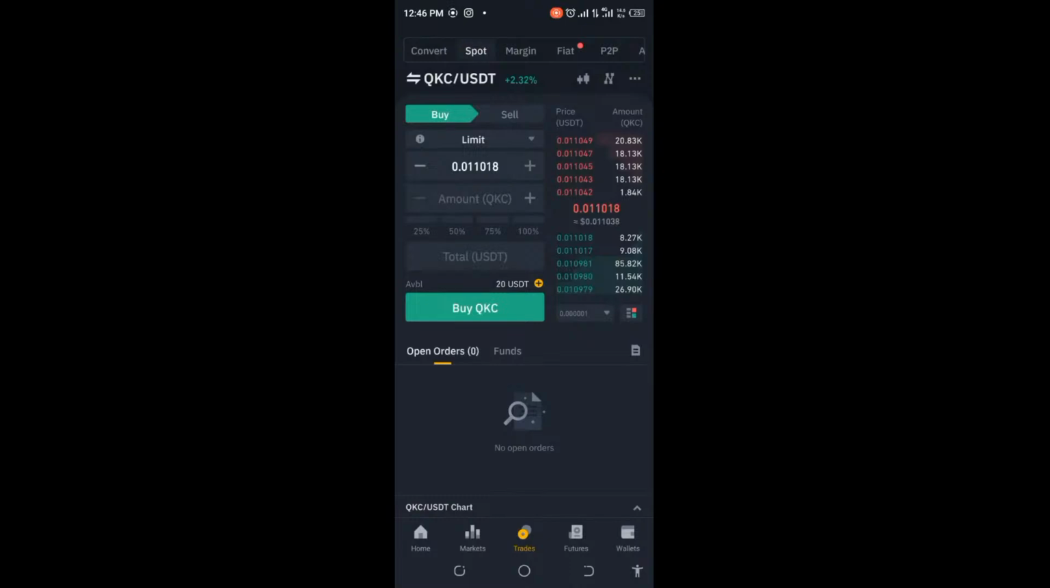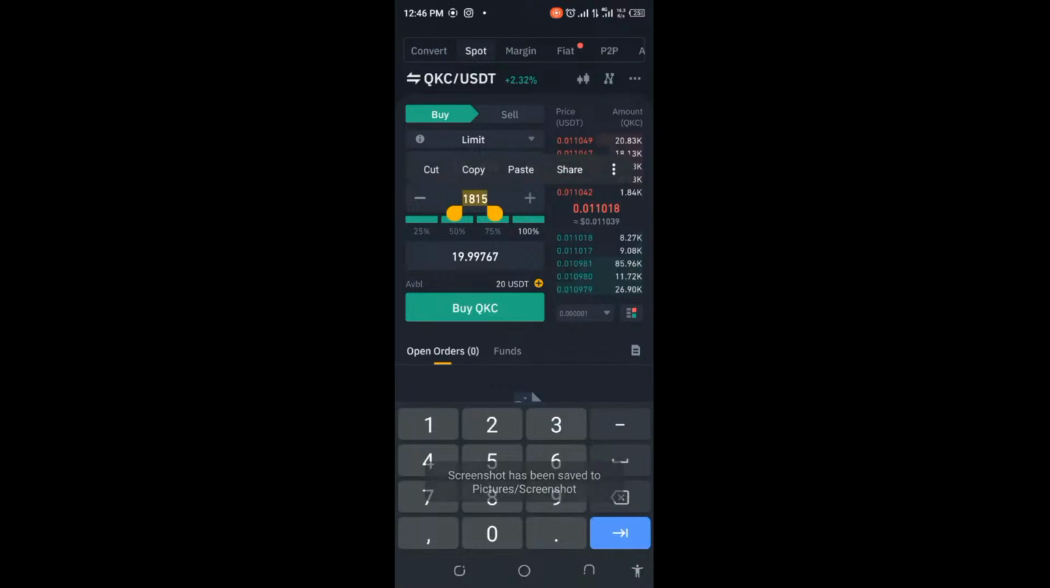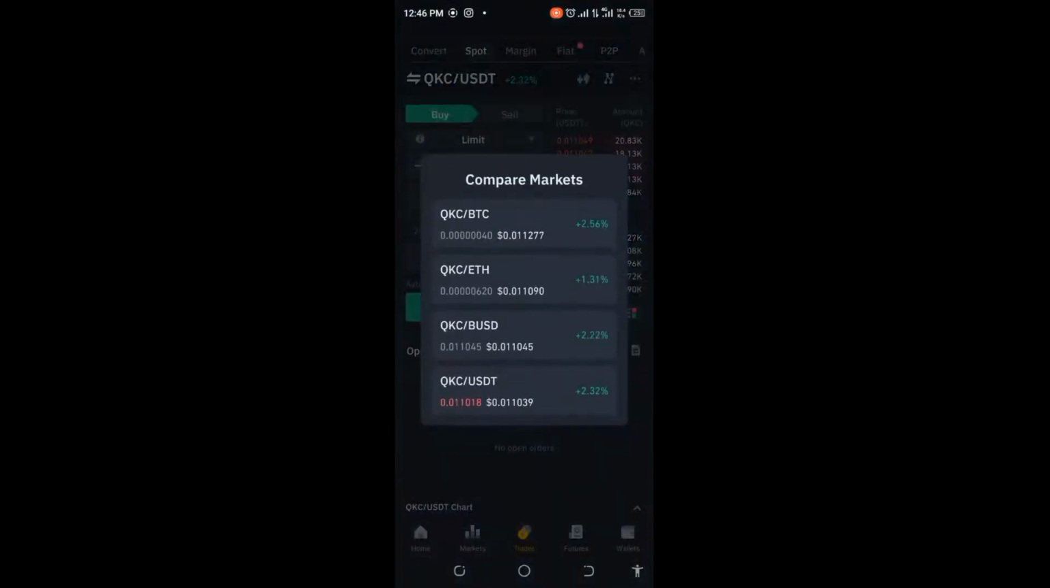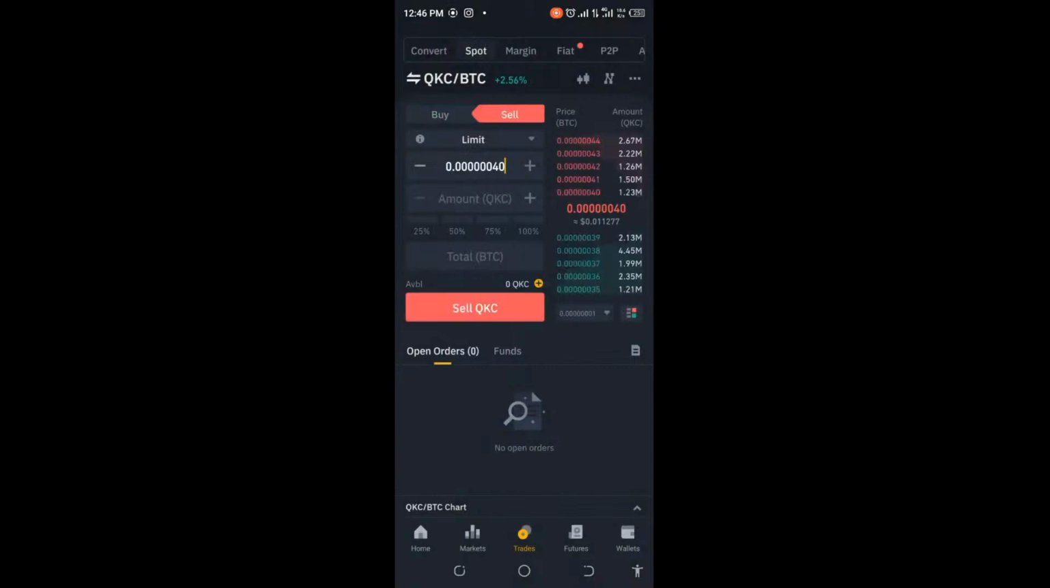So what do we do first? We need to buy 100%. Okay, it's not picking up everything. It's just doing 19.99. That's 1815. Let's check that out. So cut that. Go straight to BTC. Okay, are we still good? And then we'll sell that to BTC.